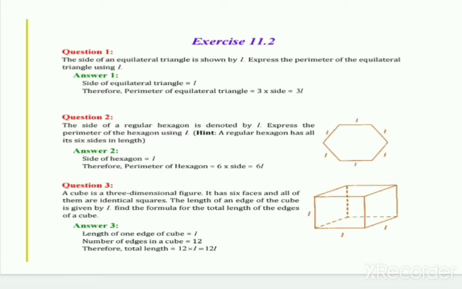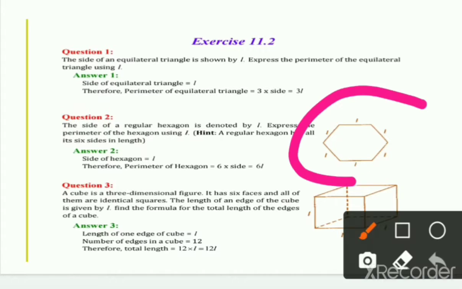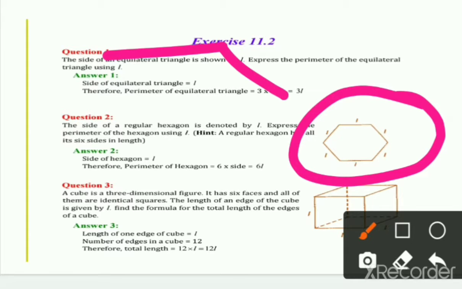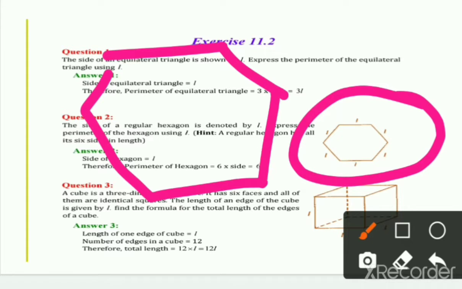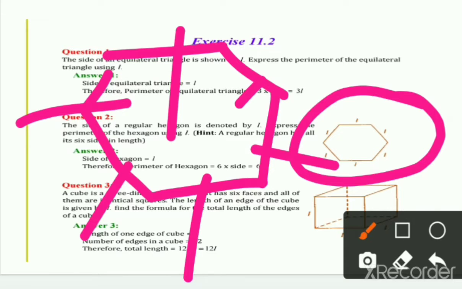We have question number 2. The side of a regular hexagon is denoted by L. Express the perimeter of the hexagon using L. A hint is given that a regular hexagon has 6 equal sides. You should know that a hexagon has 6 equal sides. As you can observe, this is the shape of a regular hexagon. 1, 2, 3, 4, 5, 6. Okay, 6 sides are there.